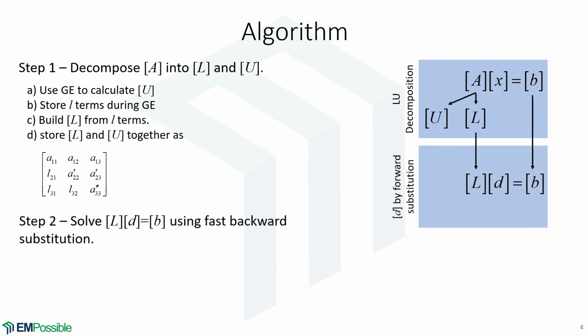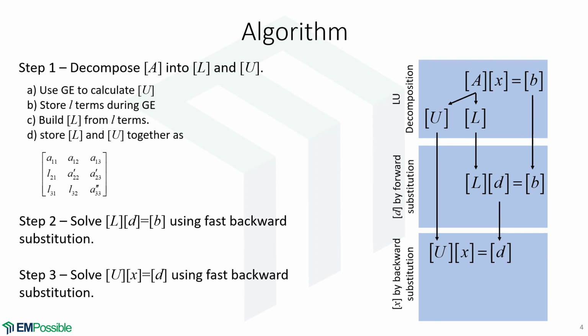The next step, we need to solve LD equals B. And so we do that by bringing L over to the other side. We have D equals L inverse times B. Now, that's fast to do because we have a triangular matrix. Remember, a triangular matrix is an almost solved matrix, and it's very quick to solve that.